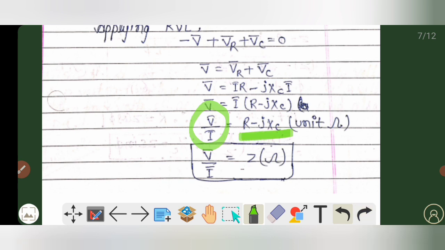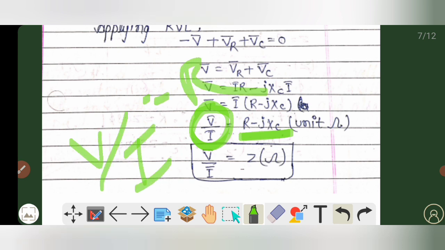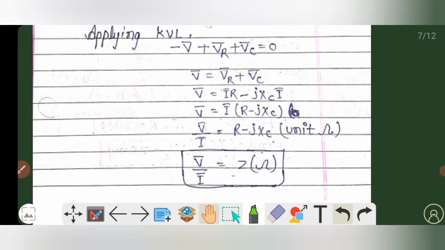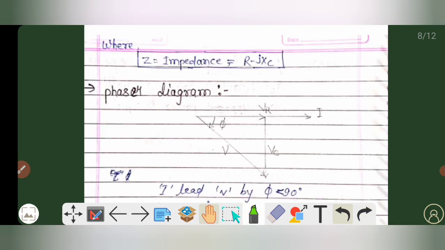Now we will denote V by I, which is basically resistance, by Z, which is impedance, and the value of impedance comes out to be R minus jXC in case of a series RC circuit. My dear friends, this was all about the calculation of voltage. Now here we will draw the phasor diagram.